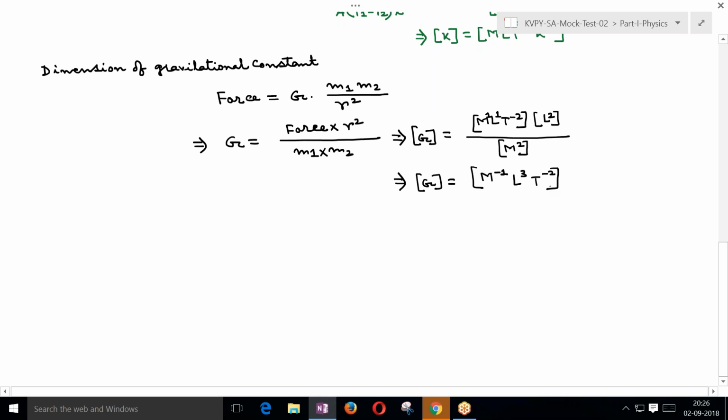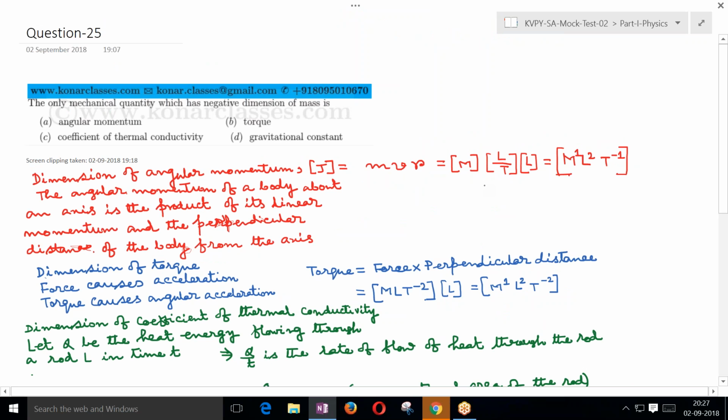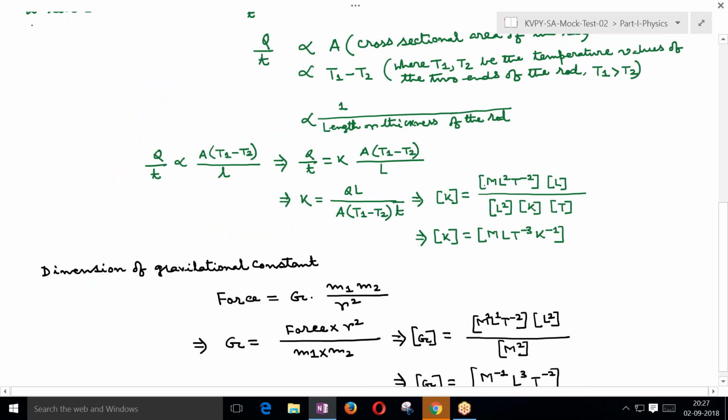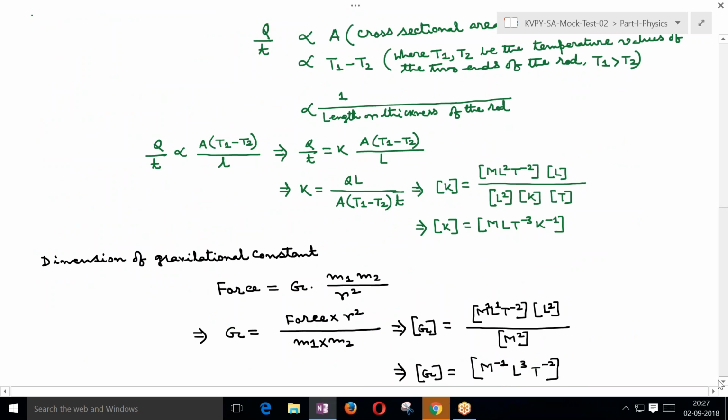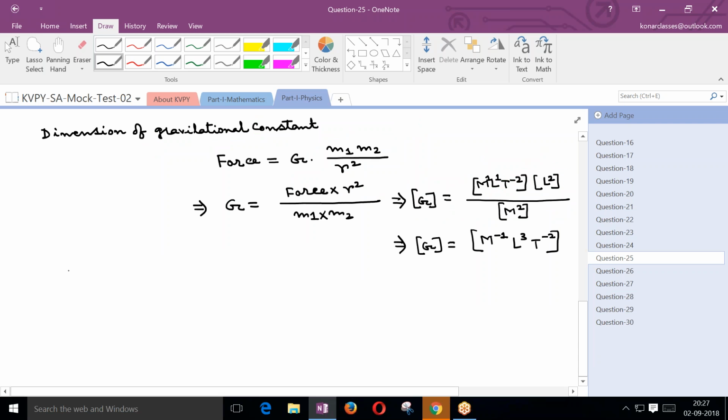Now we got the correct option as D, as we said earlier, because the power of M is equal to minus 1. Out of these 4 options, as you see, the gravitational constant has the dimension of mass in negative. So we get the correct option as D.